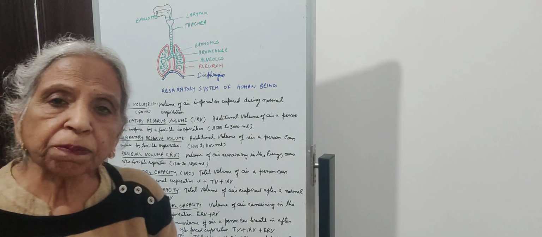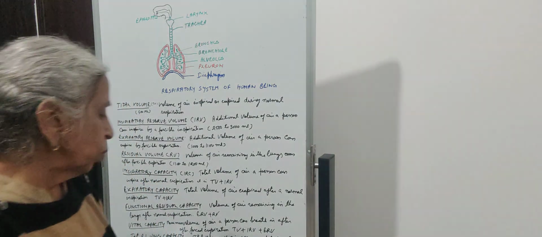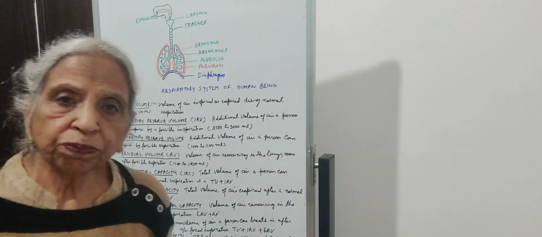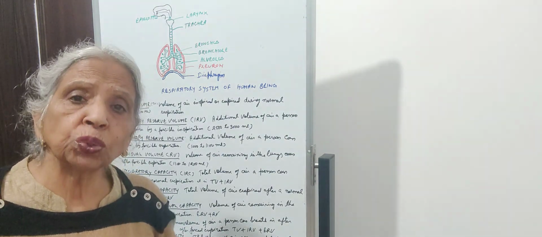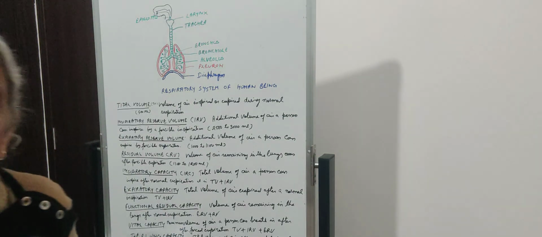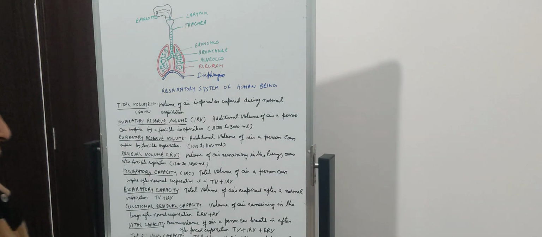What is the total lung capacity? Total lung capacity is the total volume of air accommodated into the lungs after forced inspiration. जब हम जोर से सांस लेते हैं, जो टोटल वॉल्यूम लंग में अकोमोडेट हो जाता है, that is called the total lung capacity.